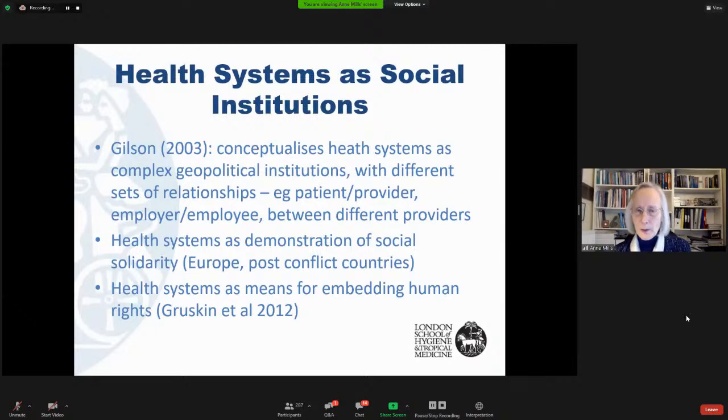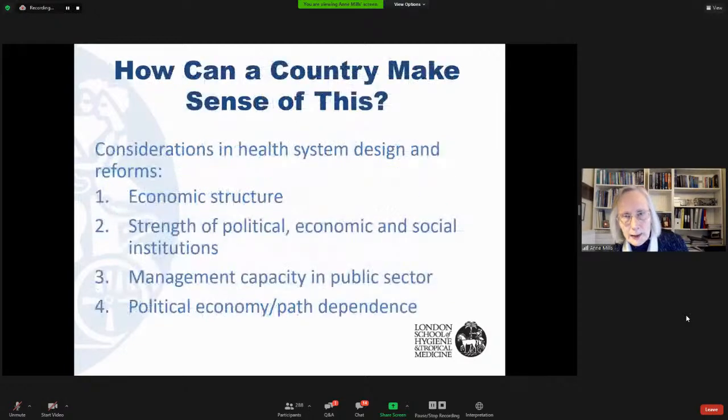Health systems within Europe are commonly referred to as a visible manifestation of social solidarity, a really important indicator of the social compact. And this comment has been made also with regard to post-conflict countries and the importance of governments in post-conflict countries like Afghanistan, for example, being visibly engaged in supporting their health system as a way of demonstrating their concern for their population. And then there's also been work on health systems as a means for embedding human rights.